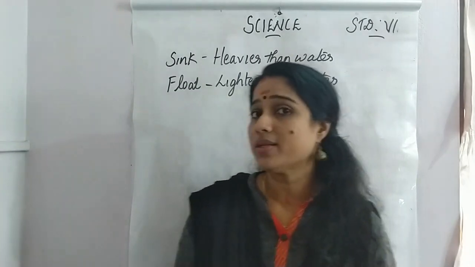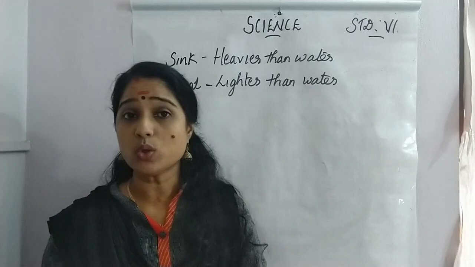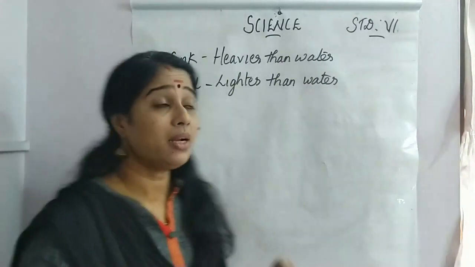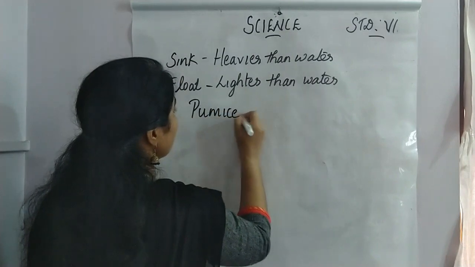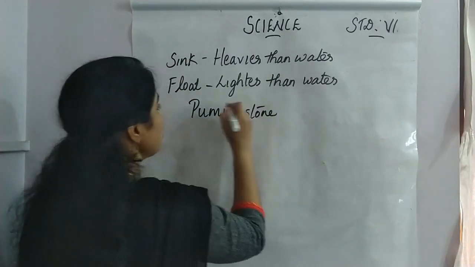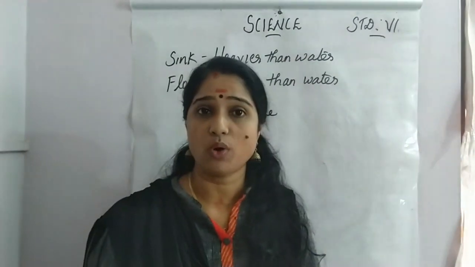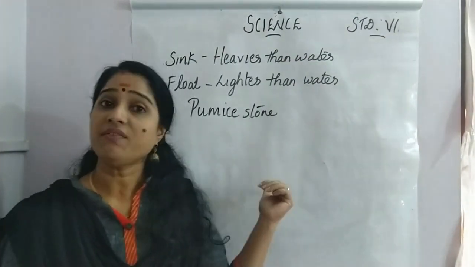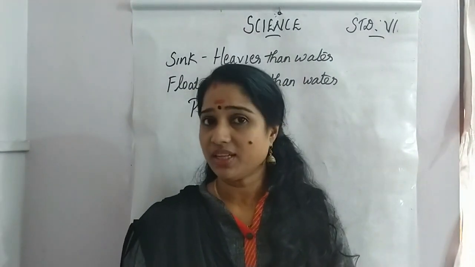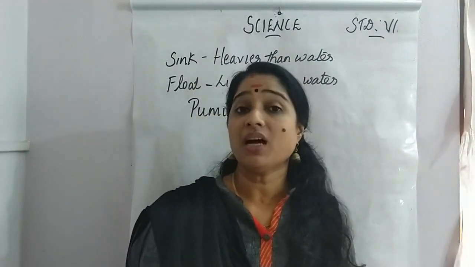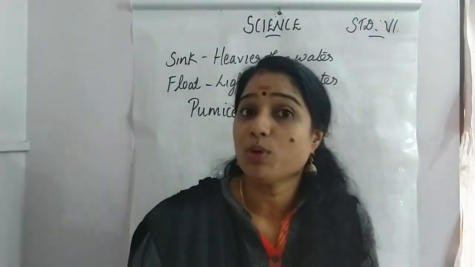Normal stones, when we throw them, you have experienced it, go deep into the water. But there is one exception: pumice stone. Pumice stone is a type of stone. Last year you studied about the different types of rocks. Hope you remember it. That time we discussed pumice stone also. That stone can be used for polishing the teeth and for rubbing our feet. People are using the pumice stone.